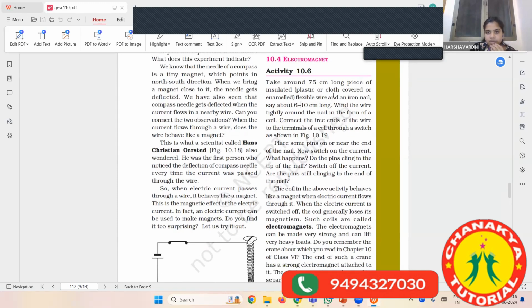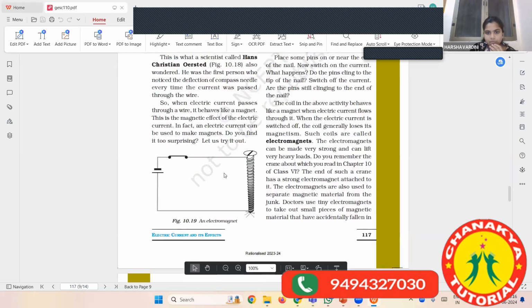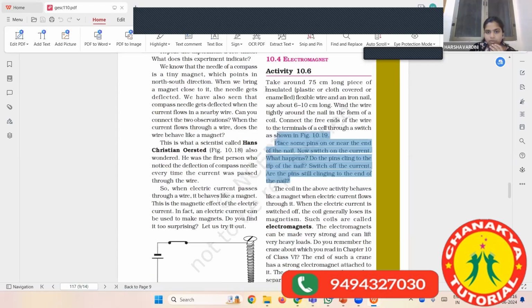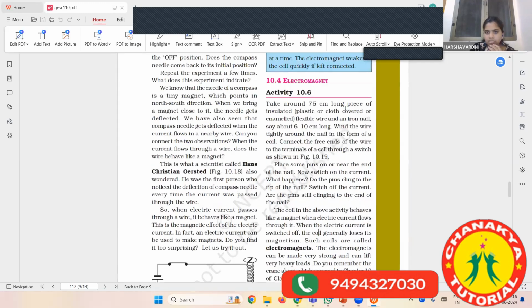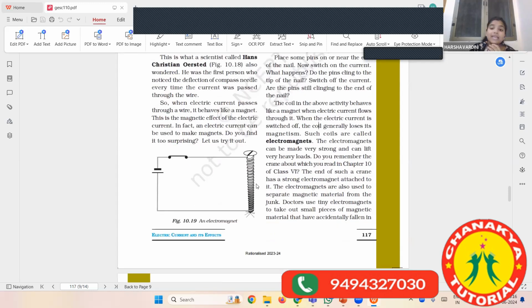So take around a 75 centimeter long piece of insulated plastic or cloth covered or enameled flexible wire and an iron nail. So this, they are basically explaining. Okay, the coil in the above. So you know how to construct this mechanism, right? So you don't have to read this fully. Take an iron nail, take a copper wire, a piece of insulated plastic or cloth covered enameled. Okay, you have to take a piece of insulated flexible wire. So this wire should be insulated.